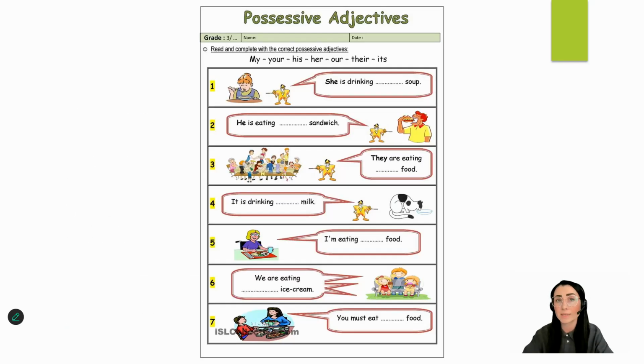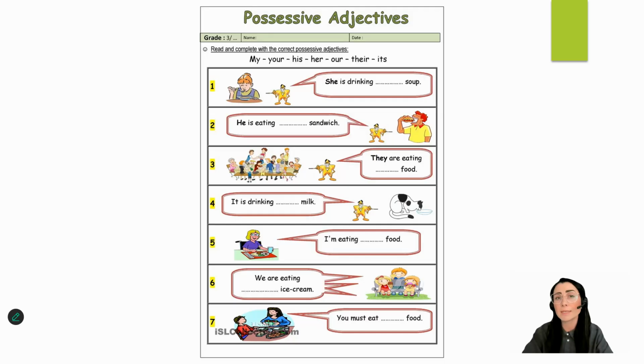In our previous lesson, we have learned possessive adjectives: my, your, his, her, our, their, its. Pause this video and fill the sentences with the correct possessive adjective. For example, number 1, she is drinking soup. You need to make possessive adjective from the word she. She is drinking her soup.